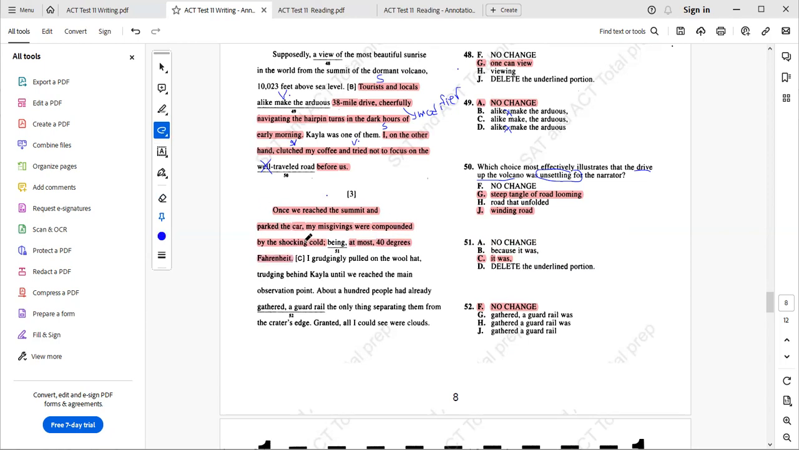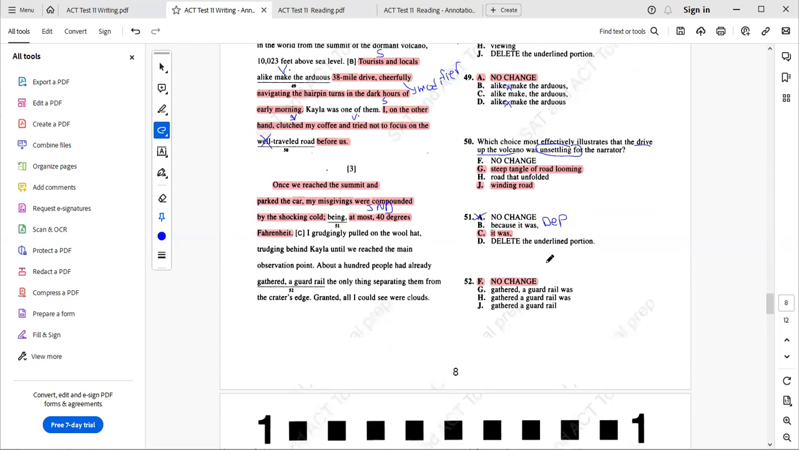We're compounded by the shocking cold, then semicolon. And if there is a semicolon, we need a complete sentence after it, and it must be independent because the semicolon is right. So A is wrong because it's not a complete sentence. B is wrong because it's dependent. D, if I delete the underline, is also going to be wrong because I need an independent clause. So the only one is the independent one. It was at most 40 degrees Fahrenheit. 52, wrong.